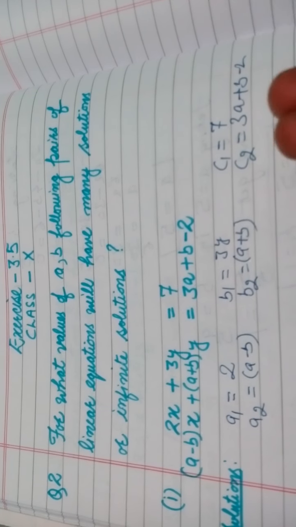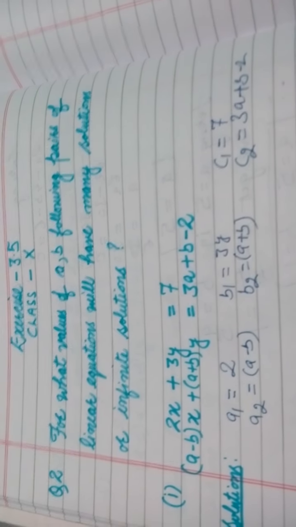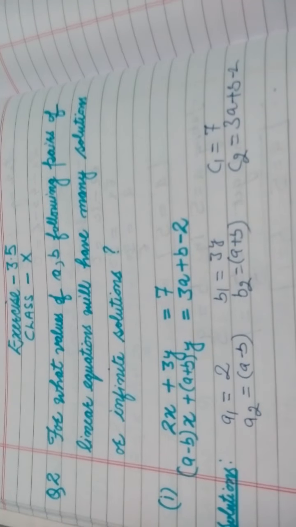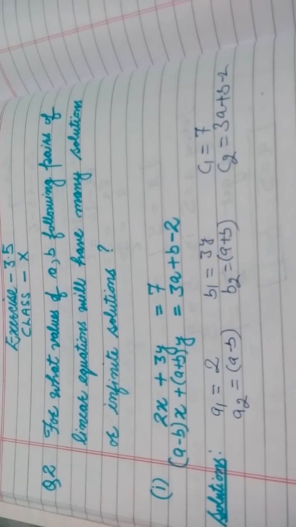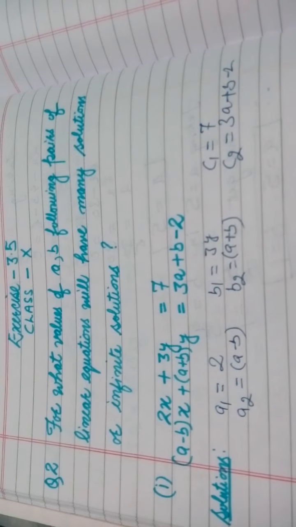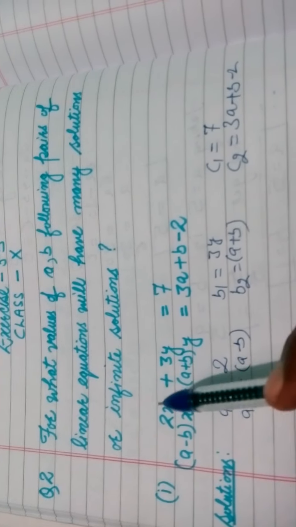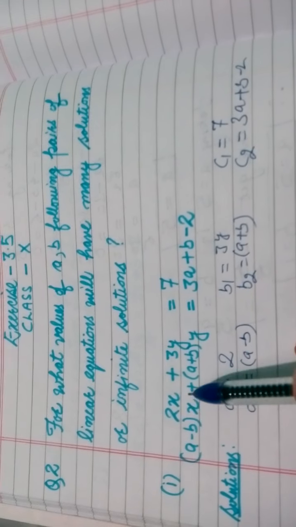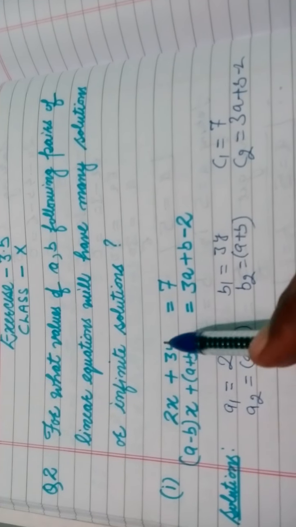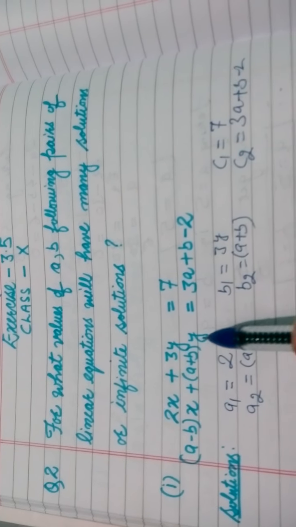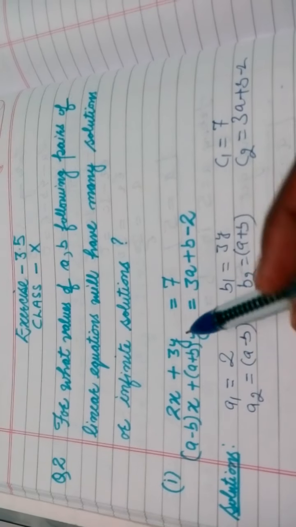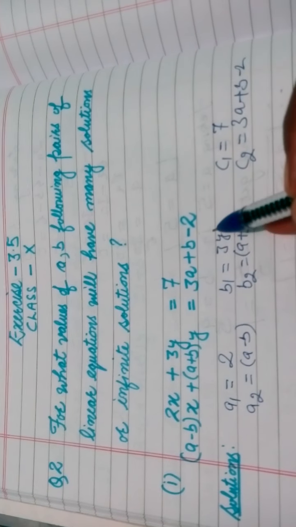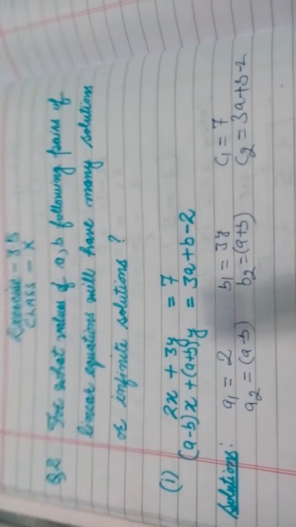That was a1 upon a2 is equal to b1 upon b2 is equal to c1 upon c2. For that, firstly we have to find out the values of a1, b1, c1, a2, b2 and c2 here. So a1 is 2 here. What are a1 and a2? These are the coefficients of the x variable, right? And similarly the coefficients of the y variable are b1 and b2, and the constant terms are c1 and c2. I have written these already, right?